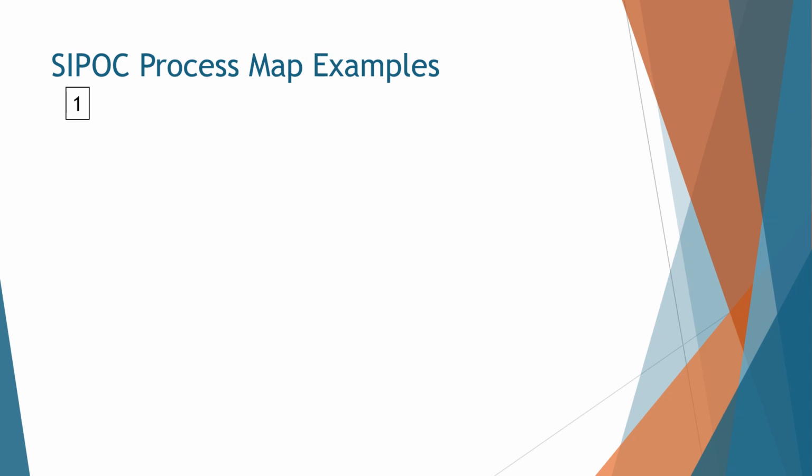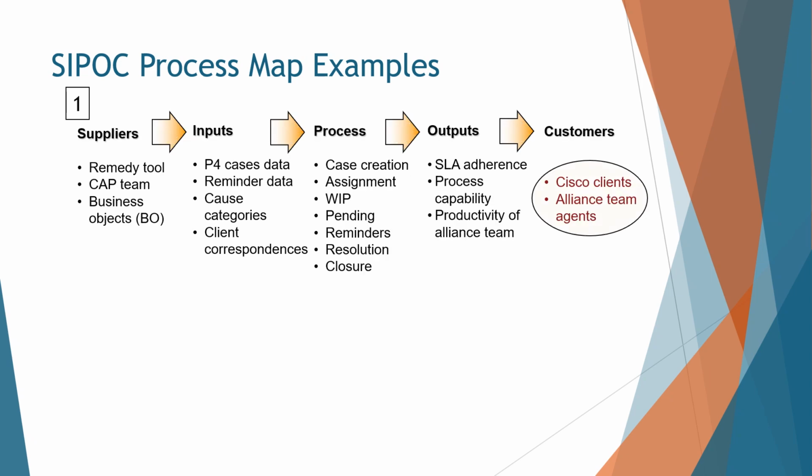Let's look at some SIPOC process map examples. Suppliers: Remedy Tool, CAP Team, Business Objectives BO. Those are the suppliers, what's getting supplied. And then from there you have the inputs: P4 cases data, reminder data, cause categories, client correspondence. Now, what are the process steps? That's where you have the beginning step and the end step, the start and end of the process.